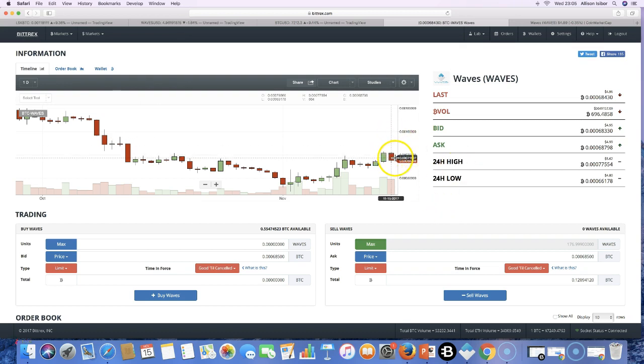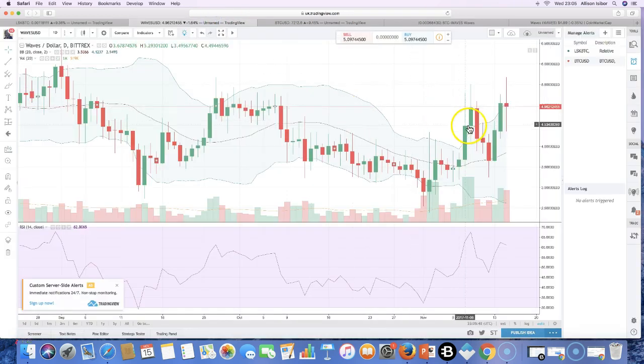Now, if you see this price start to rise, don't panic and buy. That is a big mistake. Okay, don't panic and buy. Waves, this is as constant as the Northern Star. Waves is going to drop in price.